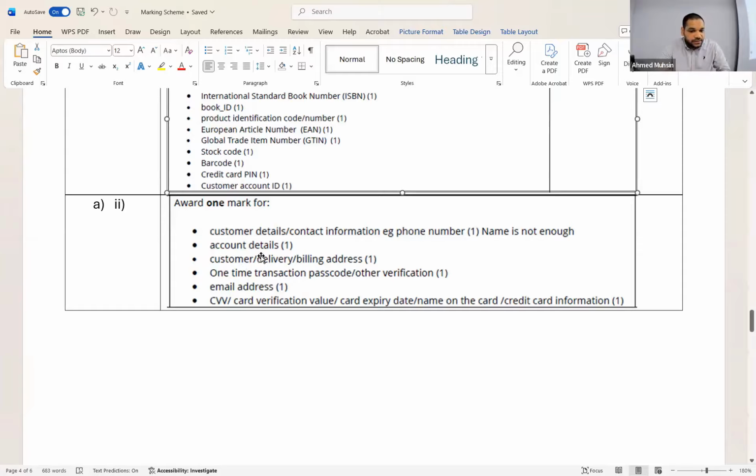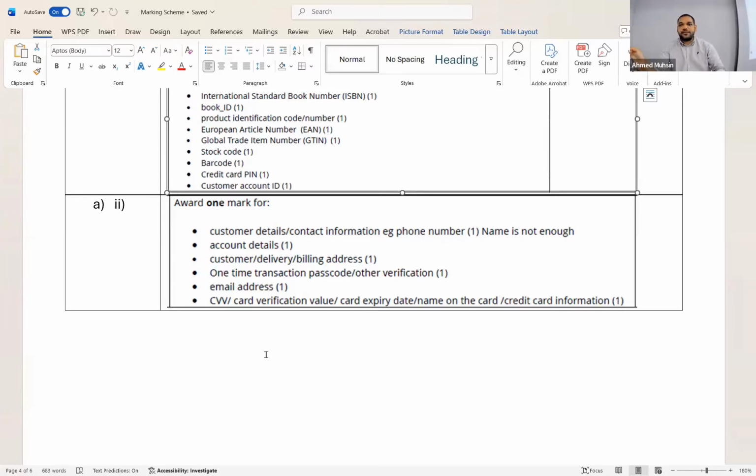Guys, can you take down whatever you all didn't think of? Everybody, whatever you didn't think of, please note it down. For example, phone number or name is not enough. Now you know email address is the better answer, right? Say email address here. Email shouldn't be a problem.